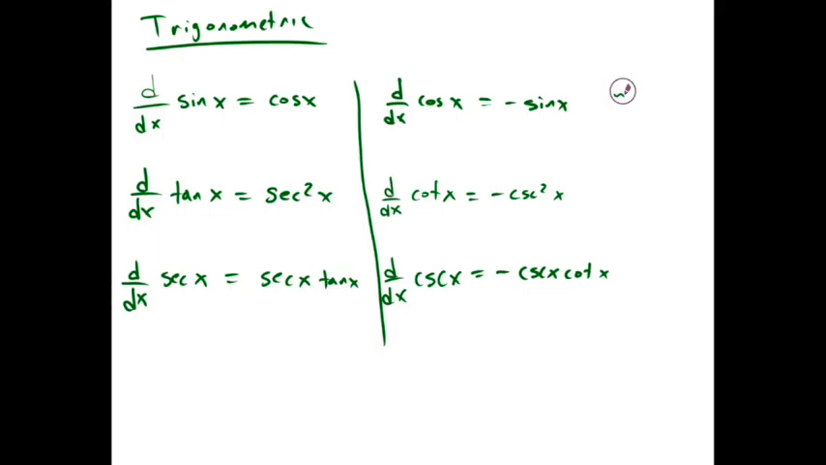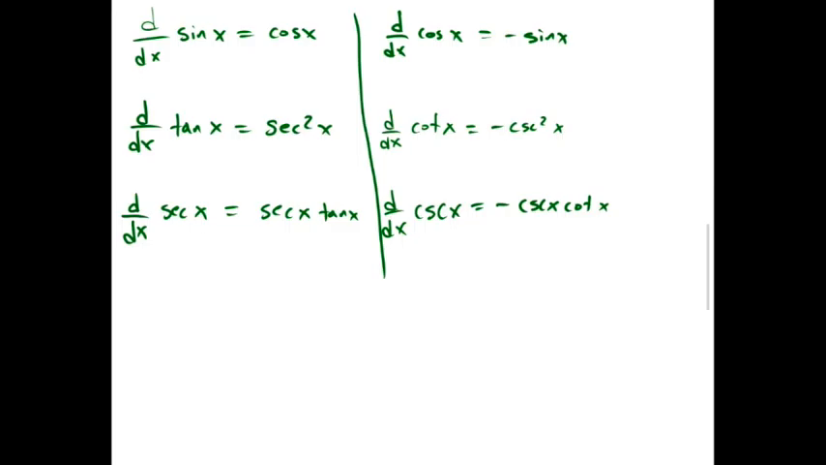You'll have to do chain rule, so you might have something like cosecant of x squared. You might have to do multiple derivatives. All the stuff we've done before.